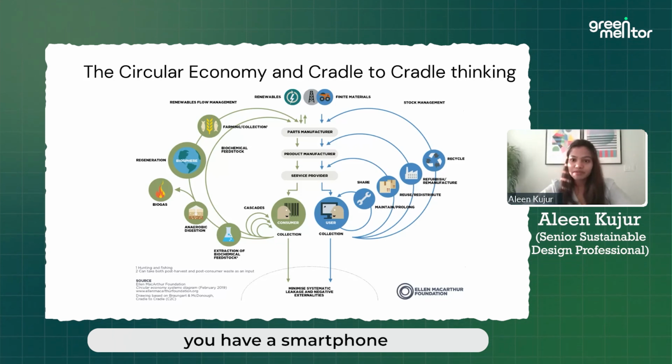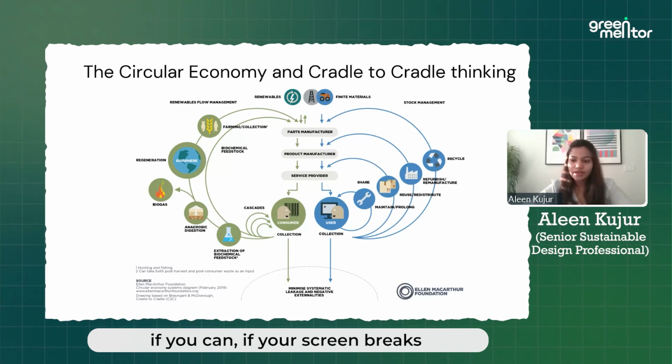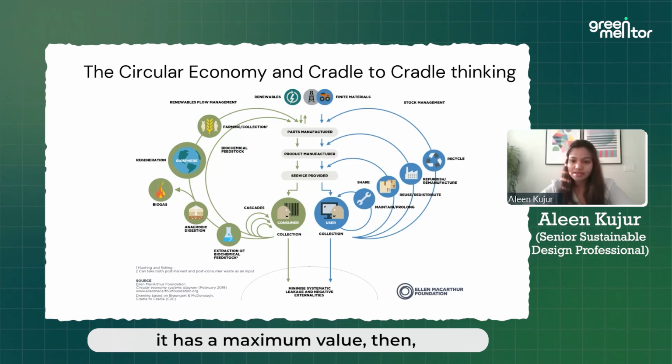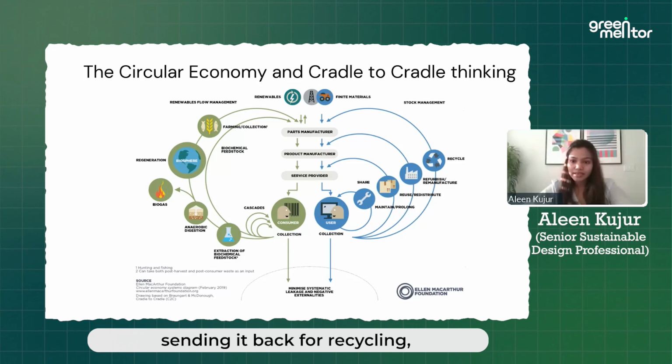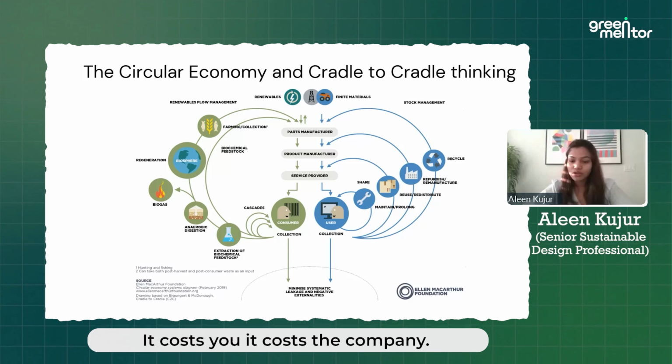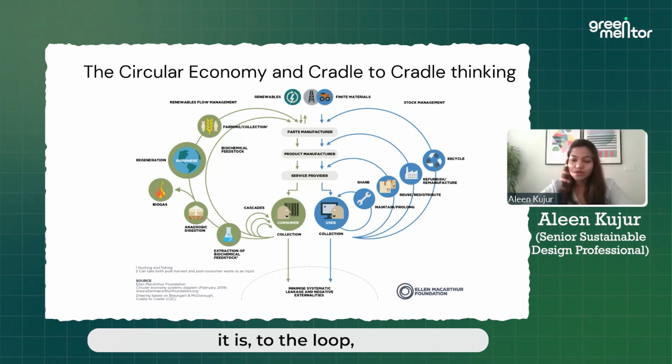For example, you have a smartphone. If your screen breaks and you can repair it and reuse it, it has maximum value compared to sending it back for recycling, like breaking it down into multiple materials and then recycling it. It is expensive. It costs the company. So the closer it is to the loop, the more value it has.